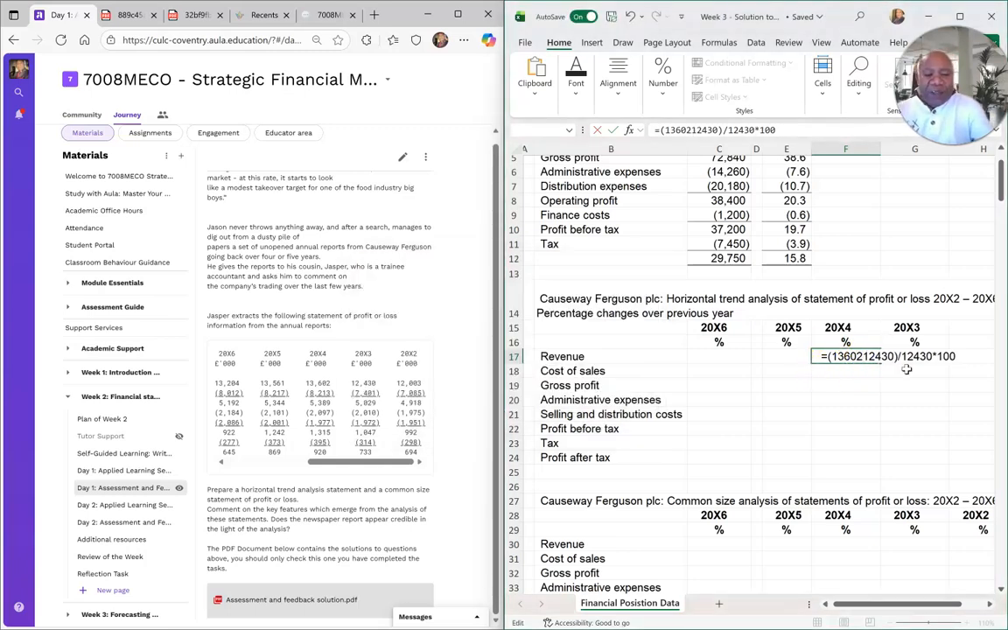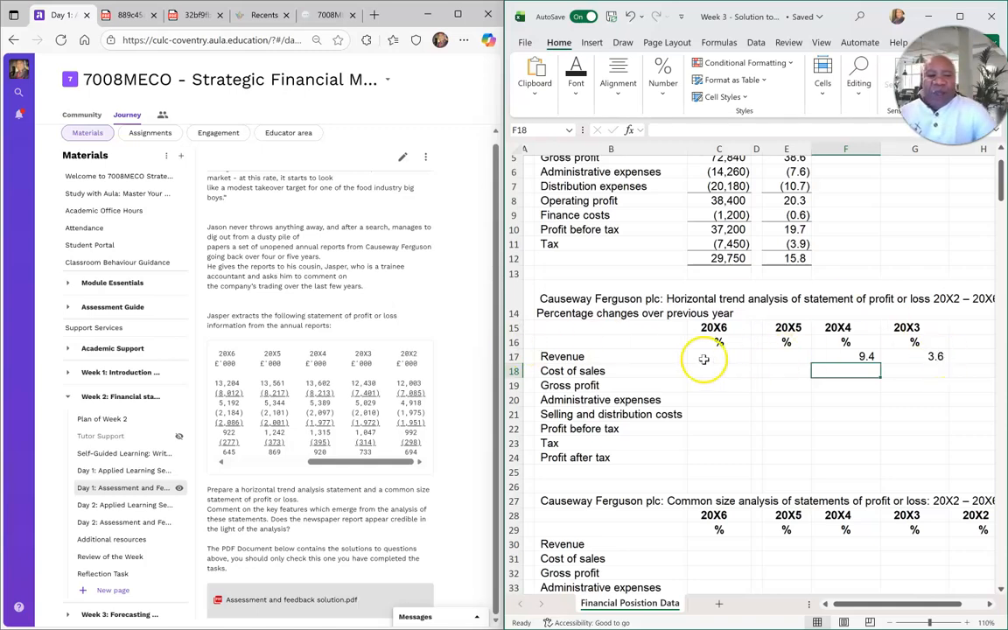I think that is a minus, which is 9.4%. Alternatively, I could simply have done this differently by saying this is 13,602 divided by 12,430 minus 1. Because we are dividing by itself, we remove that 1, times that by 100. And it's the same answer, 9.4.